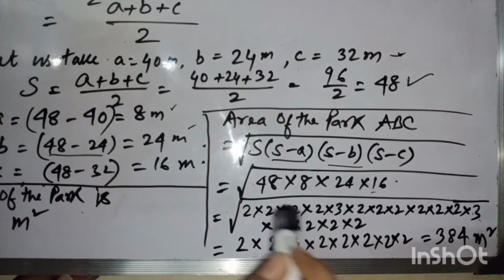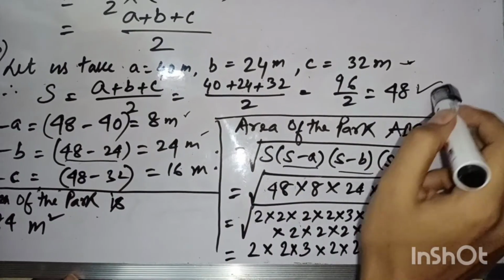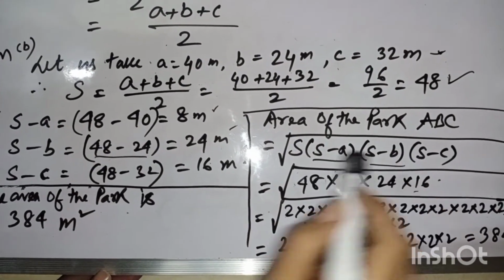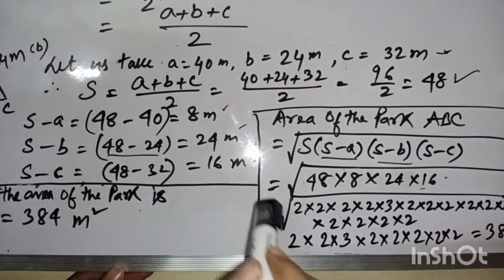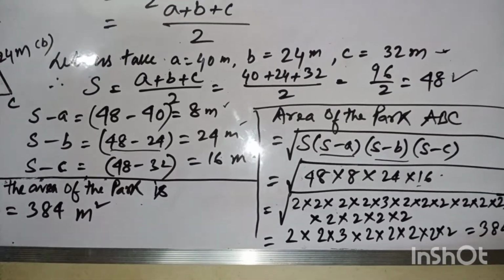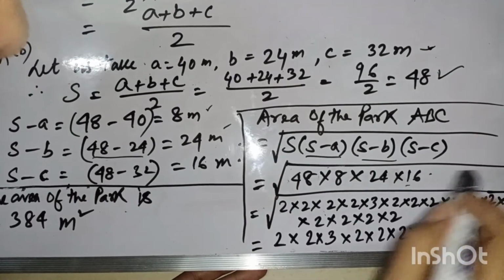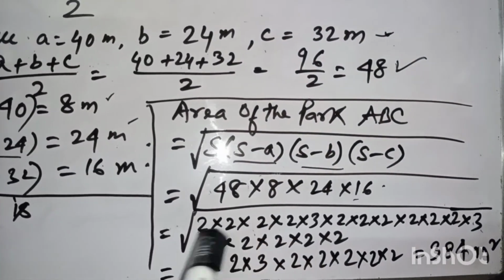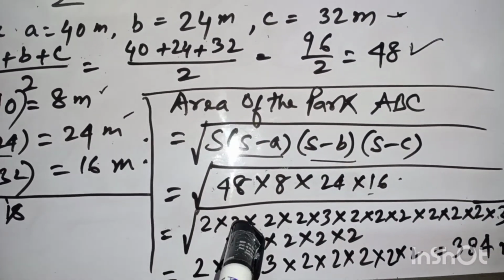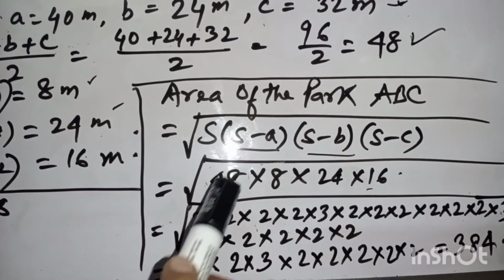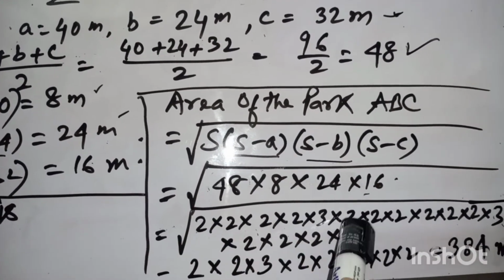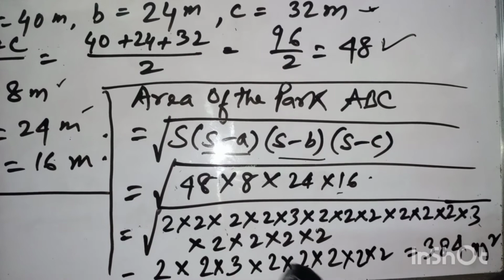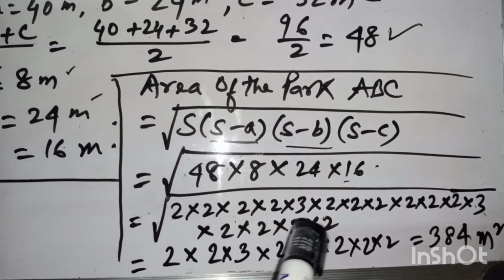That is already found out. Root over, putting the value of S, that is 48, the value of S minus a, that is 8, the value of S minus b, that is 24, and similarly S minus c, 16. Then we take the factors of these numbers separately. 48 we can factorize as 2 into 2 into 2 into 2 into 3, 8 means 2 into 2 into 2, 24 is 2 into 2 into 2 into 3, and the factors of 16 are 2 into 2 into 2 into 2.